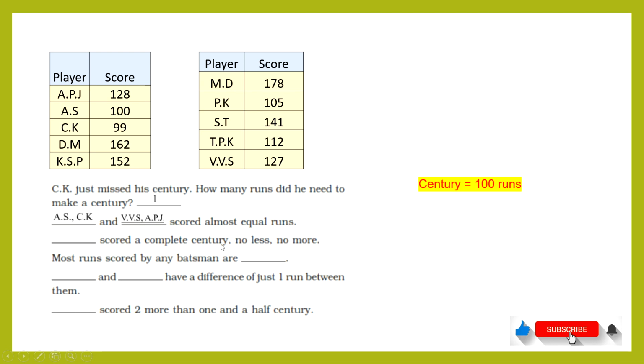Dash scored a complete century. It is a complete century, no less, no more. It means exactly 100 runs. So exactly 100 is scored by AS. So we'll keep AS here.